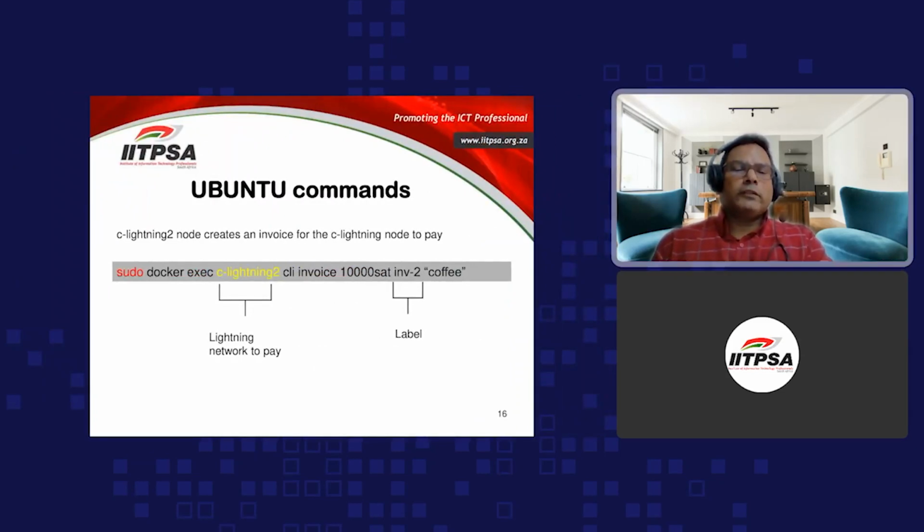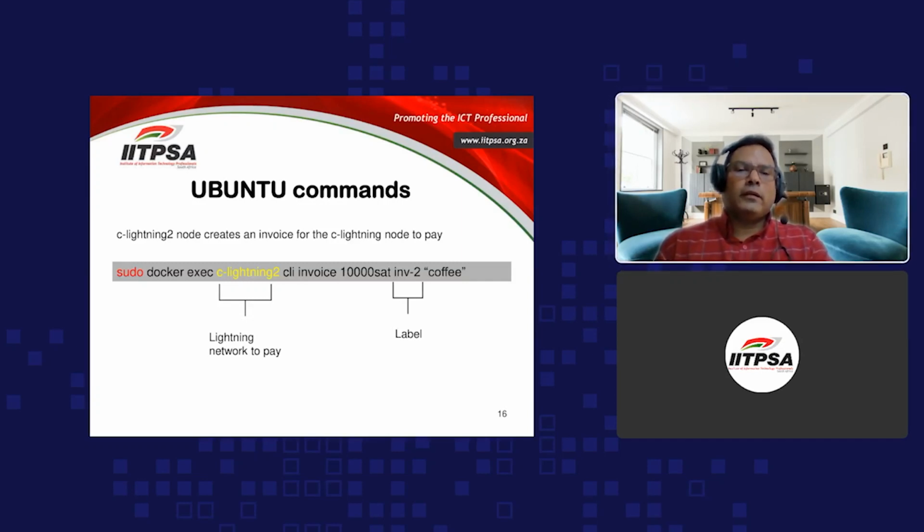Then once you've got your channel funded, what happens is that one of the Lightning nodes has to create an invoice. So the second Lightning node will create an invoice for, in this case, 10,000 satoshis. And you can see I put two labels. I've called it invoice 2 and I've labeled it coffee. So it's documenting that I'm sending an invoice for coffee to the first Lightning node, right? So this is the invoice created, and you want the first Lightning node to pay this.